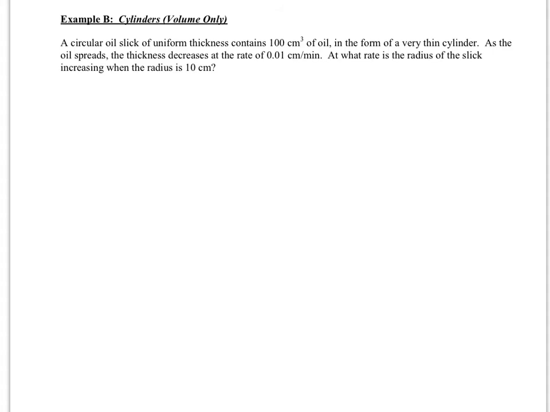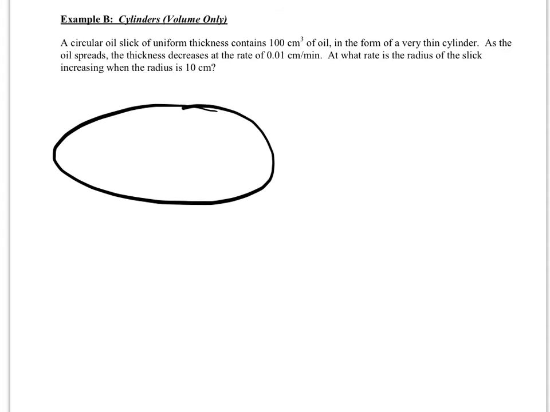So let's start by getting a good picture drawn for this so that we can get a good view of what we're dealing with. So a very thin cylinder. So this is the circular oil slick, but if it has a slight thickness to it, we're going to draw it like this. It's almost like a disc with a very, very small height in this case.